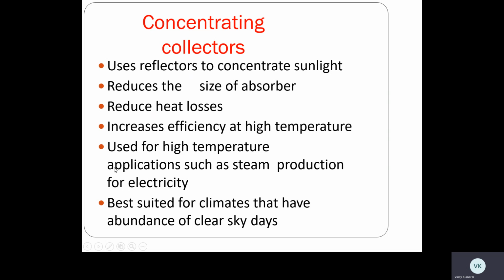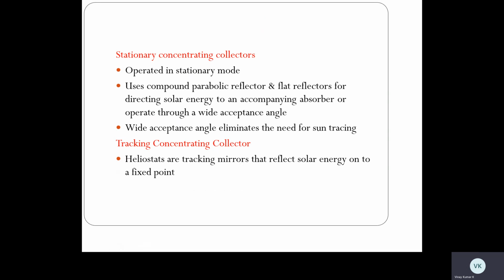As we told, there are two types of concentrating collectors based upon the position of mechanical equipments. They are stationary type of concentrating collectors and tracking type of concentrating collectors. So what can we observe in stationary type of concentrating collectors? These are operated in stationary mode. That is, there will be no movement of any mechanical equipments. That's why it's called stationary equipment. So automatically there will be no movement of things, so it is operated in a stationary mode.